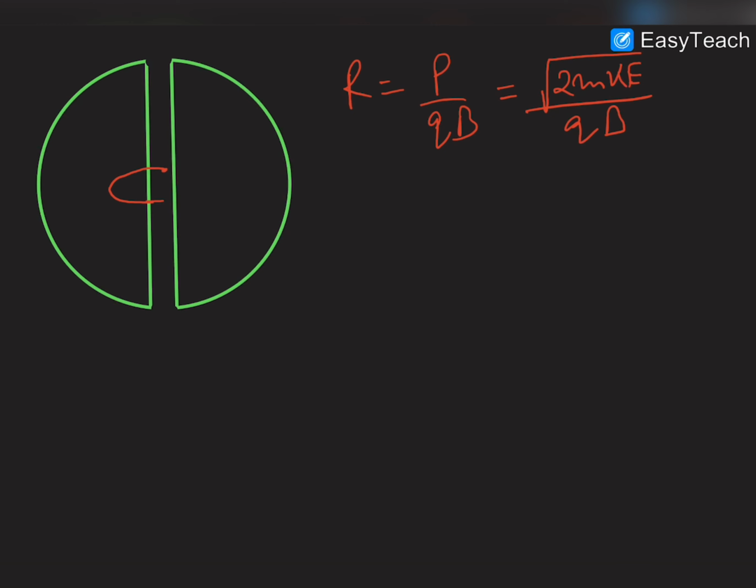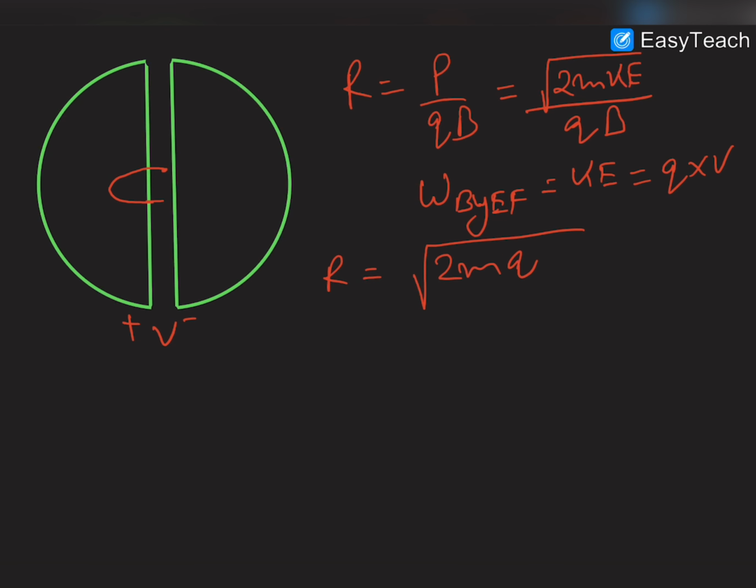And we know that the work done by the electric field is the kinetic energy of the alpha particle, or any charge which we are accelerating, and that is Q into V, where V is the potential difference between these two D's. So in the first case, when initially the particle was at rest, the work done by the electric field is QV. So the radius of the first semicircle will be under root of 2m QV by QB.